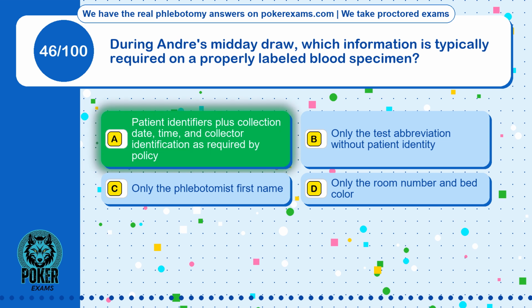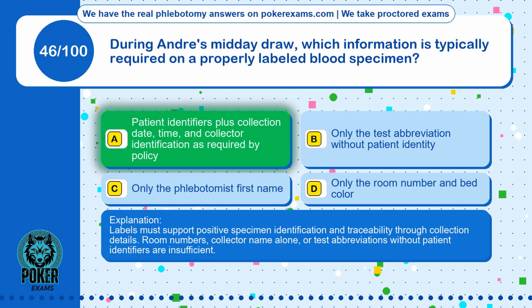The correct answer is option A. Patient identifiers plus collection date, time, and collector identification as required by policy. Labels must support positive specimen identification and traceability through collection details. Room numbers, collector name alone, or test abbreviations without patient identifiers are insufficient.